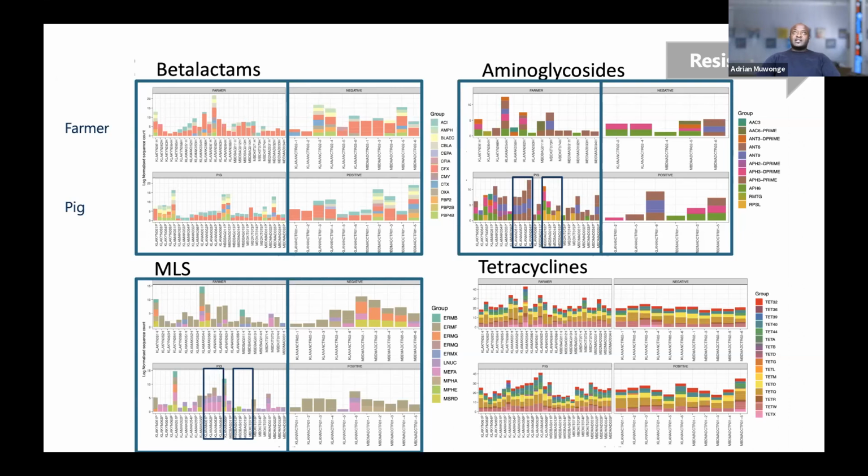For the aminoglycosides, I really think that there's more use in the pigs than in humans, given the diversity that you see and the number of individuals from whom we recover these genes. The picture is rather different for tetracycline, because the profile is really the same between farmer and pig, and indeed the controls. So this has to have had ubiquitous use over the years.